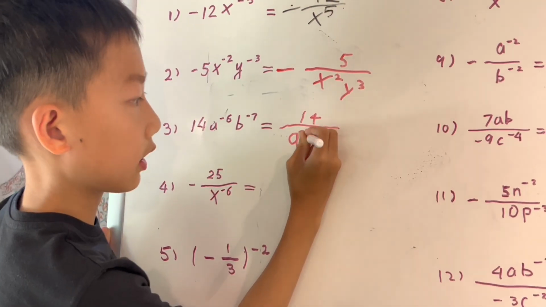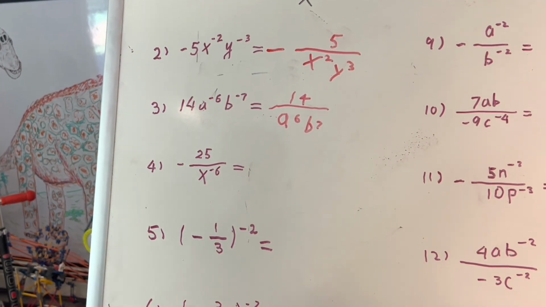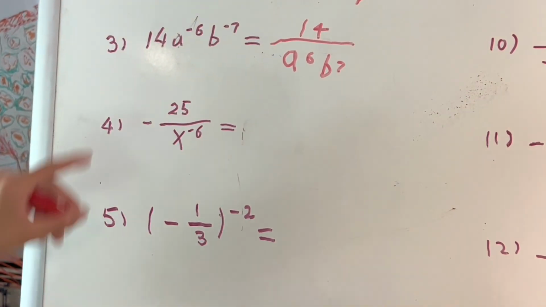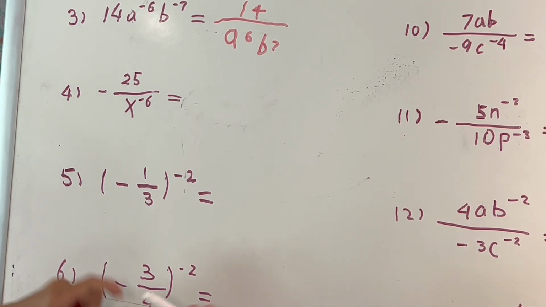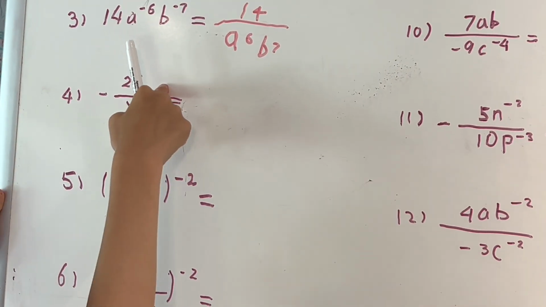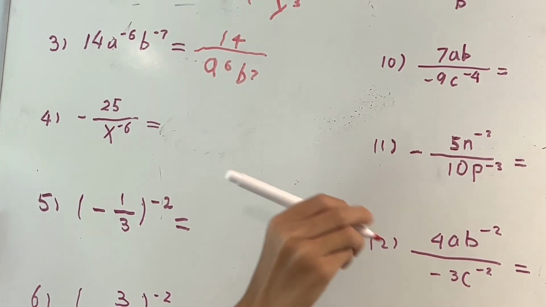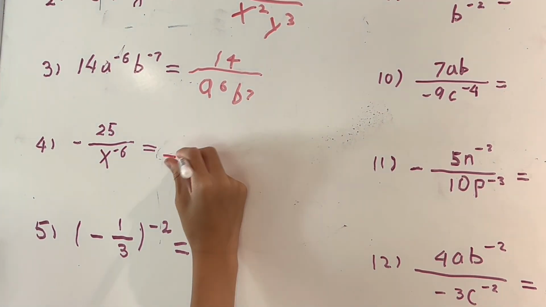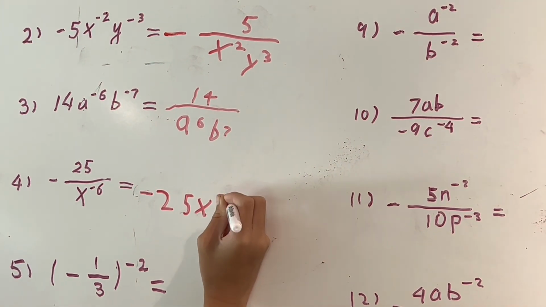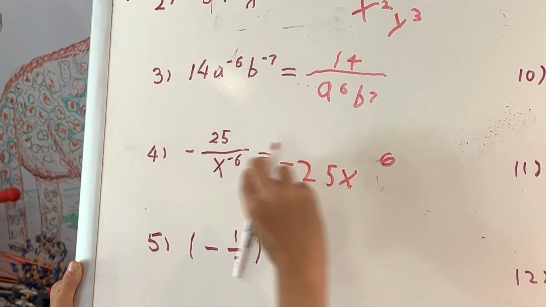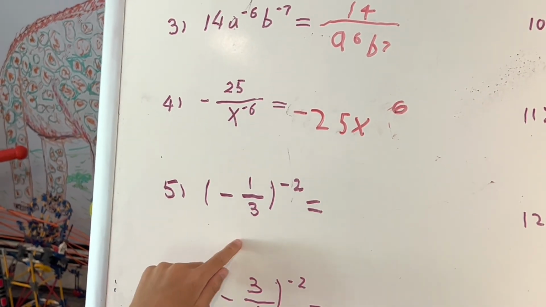A, 6, B, 7. Number 4, negative 25 over x to the negative 6. So I'm going to switch places. So now I have negative 25x to the negative 6. Since we're moving this up here, that means this can't change down. And so there's nothing on the bottom, so it's just a full number. So it's equal to negative 25x to the negative 6. So since I moved this up, it's positive, so it's x to the 6.